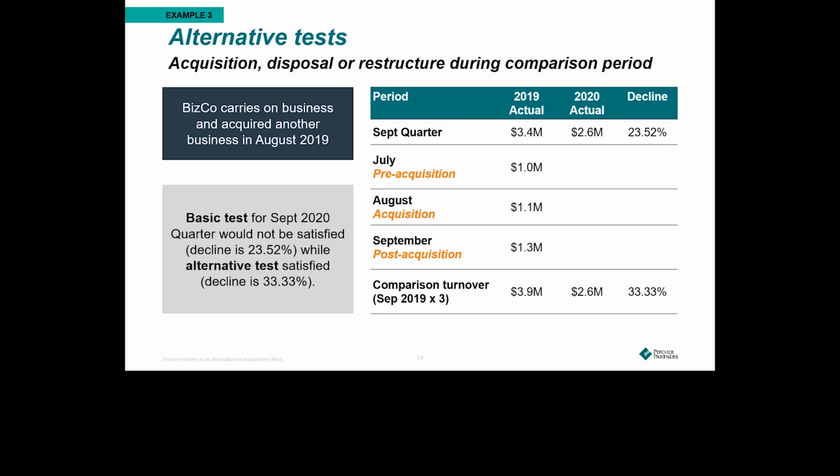So instead of using the September 2019 quarter, we can now compare the month after the acquisition, being September 2019 alone, and multiplied by 3 to get us a $3.9 million comparison turnover. So we're starting from a much higher base, rather than 3.4 million. And using that, we can see the September 2020 quarter has declined by over 30% now, 33.3%. Again, assuming we have a 30% percentage to use. Therefore, we can qualify for the first extension for those first 7 fortnights until the 3rd of January.